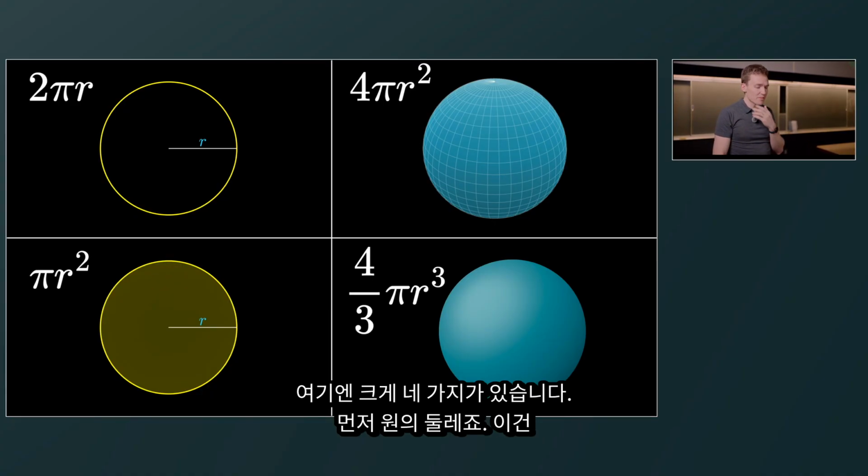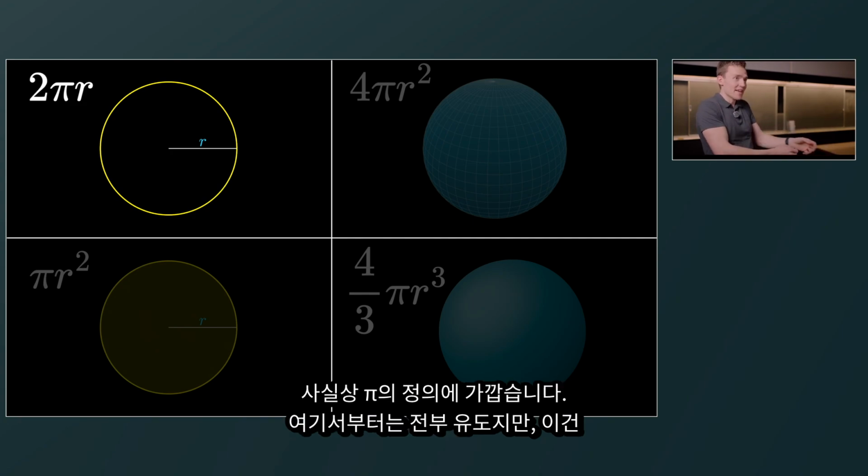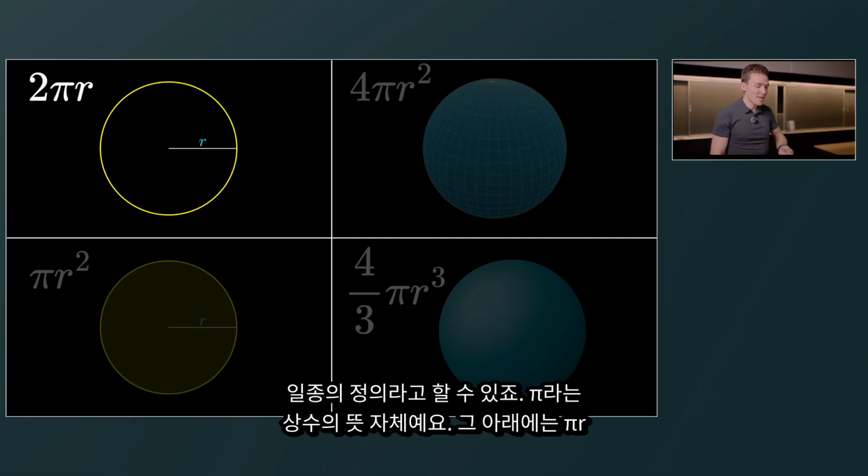And so there's four main ones here. You've got the circumference of a circle. So this is kind of measuring the boundary in 2 dimensions. And this is 2 pi times the radius. This is basically the definition of pi. So after here, everything is a derivation, but this one you could call kind of a definition. This is what the constant pi even means.